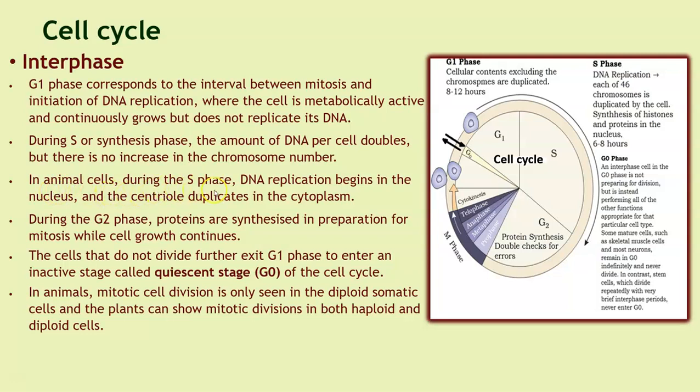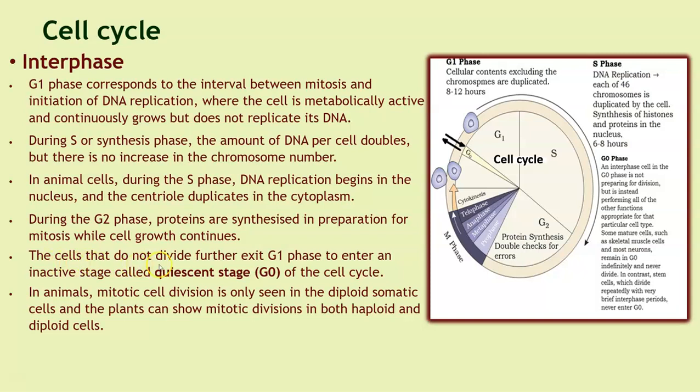In animal cells during the S phase, DNA replication begins in the nucleus and the centrioles duplicate in the cytoplasm. Then during the G2 phase, proteins are synthesized in preparation for mitosis while cell growth continues. So here in your G2 phase, you have protein synthesis occurring. Now these are the ones which will play an important role in the process of mitosis. So the cell continues to grow.